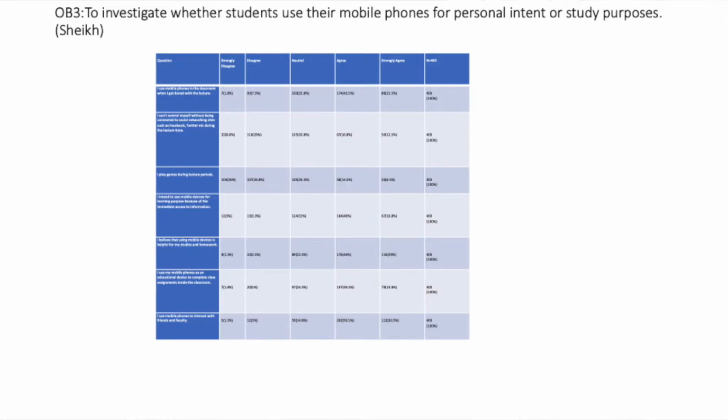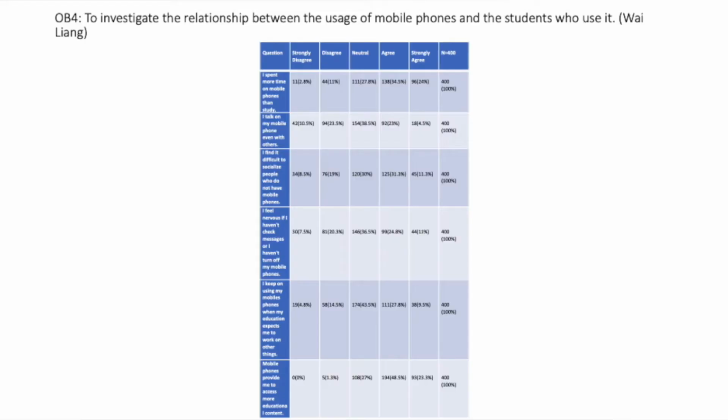access to information. The data show that 138 respondents, which are 34.5%, agree that they spend more time on mobile phones than study. 154 of the respondents, which are 38.5%, feel neutral when talking on their mobile phone, even with others. 122 of the respondents, which are 31.3%, agree on finding it difficult to socialize with people who do not have a mobile phone. Meanwhile, 194 of the respondents, which are 48.5%, agree on mobile phones providing access to more educational content.